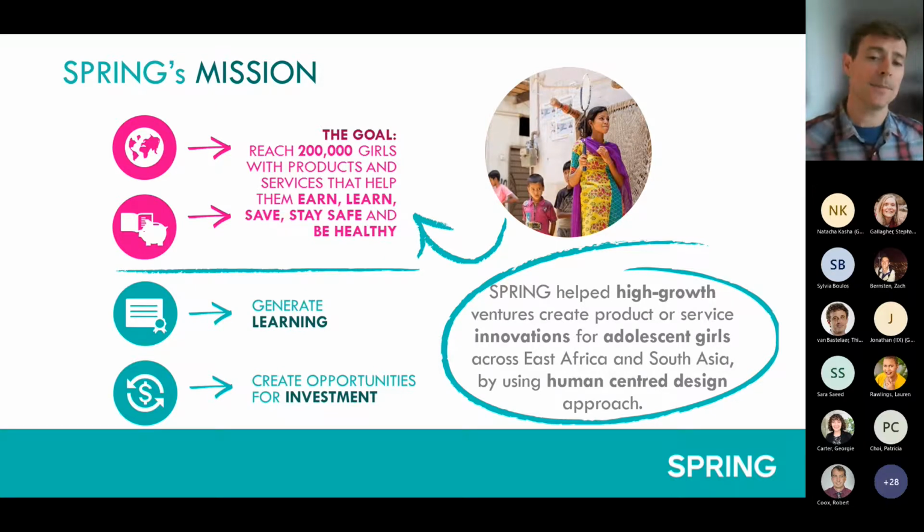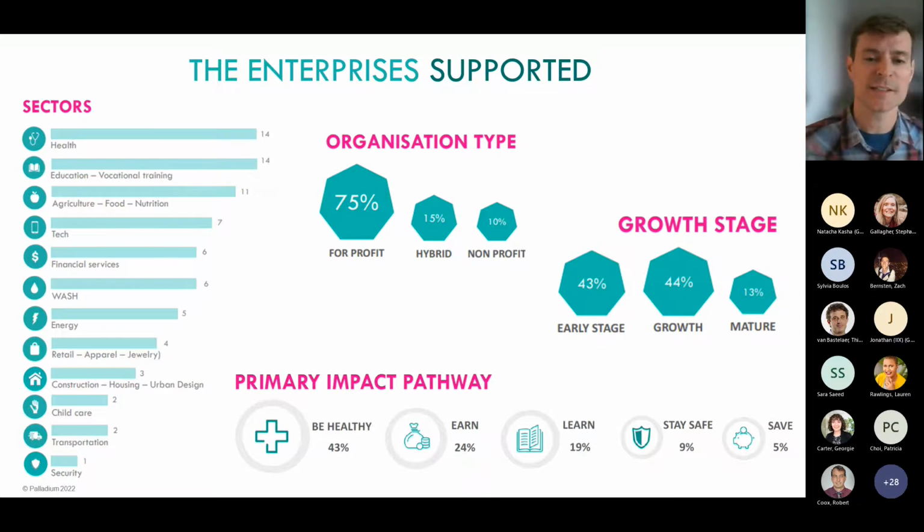The next slide is just to give you a sense of the range of businesses that we worked with, cutting across various sectors on the left side of your screen: for-profit and nonprofit models, mostly early and early growth stage companies. These impact pathways are about how we segmented the businesses we worked with, because this was ultimately about impacting the lives of girls and women, and then bringing that through to what service, delivery model and product you brought to bear.